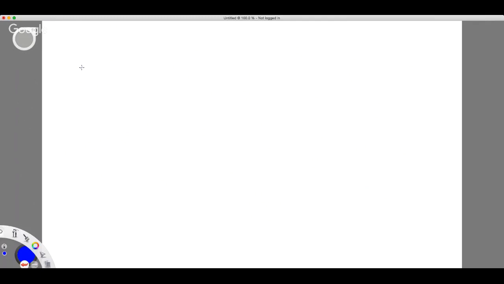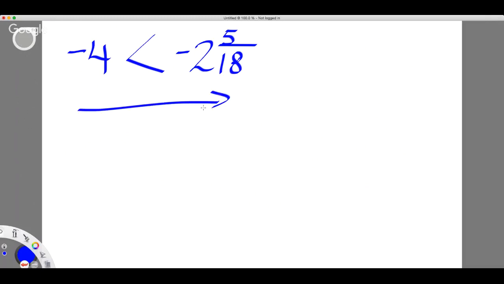Let's take a look at number 10. So for number 10, -4 and then -2 and 5/18. So we're comparing these two. So obviously this will be less. -4 is less than -2 because if you look at the number line, -4 is over here and -2 is over here, which is closer to 0. So it's bigger.